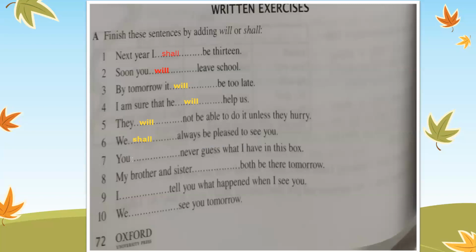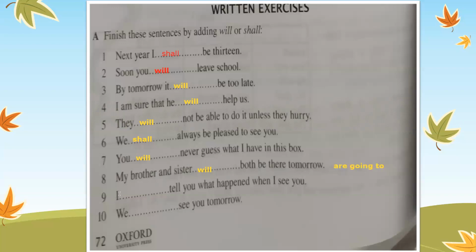Number 7: you never guess what I have in this box. So very easy. Number 7, you will never guess. Number 8: my brother and sister both be there tomorrow. So number 8, will. Yes, will. My brother and sister will both be there tomorrow. Or you can add it here. You can say my brother and sister are going to both be there tomorrow.